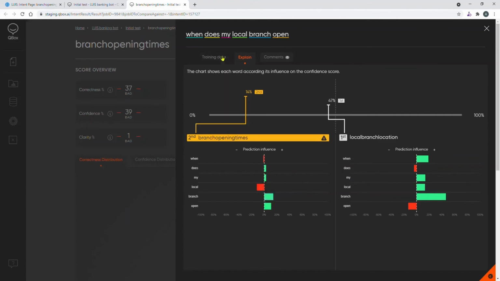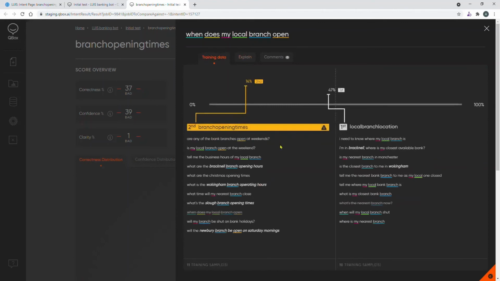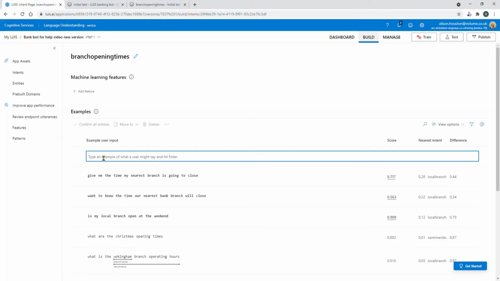Going back to the training data tab, there's only one other utterance with local branch and open in it, and one with branch and open. But no others asking when. We might be able to get away with just adding one more utterance for this concept. So let's go back to my LUIS model and let's try: tell me when my local branch will open.